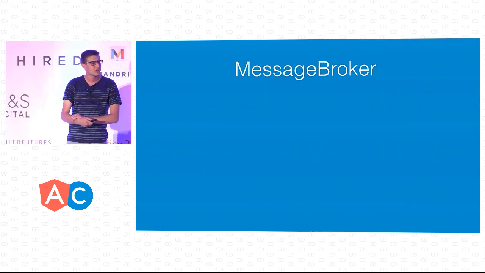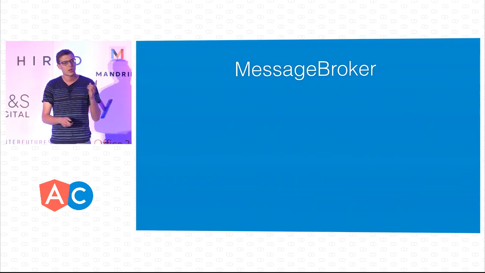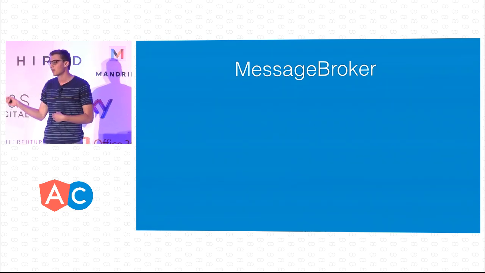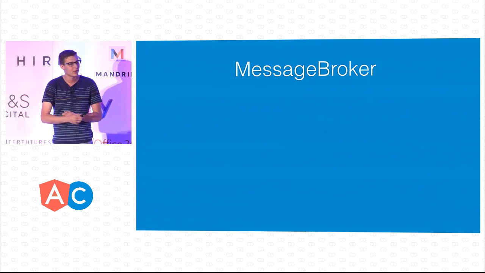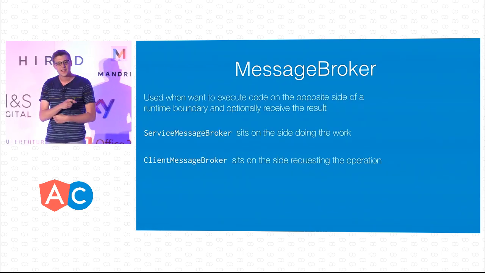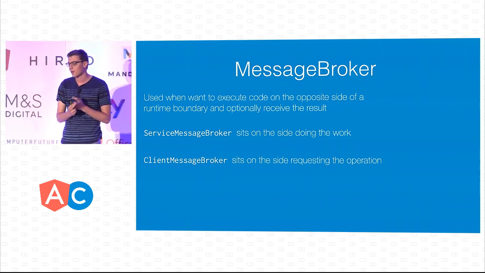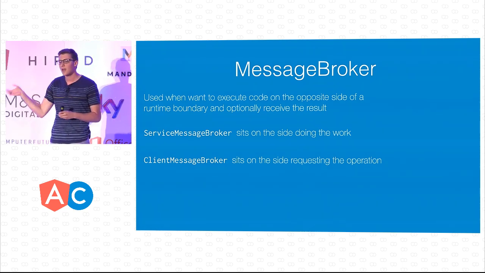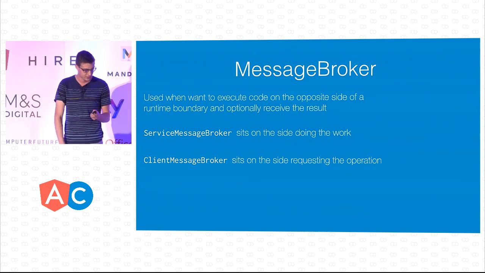So what we noticed was you typically only want to do one thing, and that is you have one side of your runtime boundary, usually the worker, but not always, says, hey, I want to run some code on the other side, typically the UI, but again, not always, and I would like to receive the result if that happens. So we've built this message broker that makes that really, really easy. And the idea is you have a service message broker and a client message broker. So it's a one-way data flow where the client requests that the server does something and gets the result back.